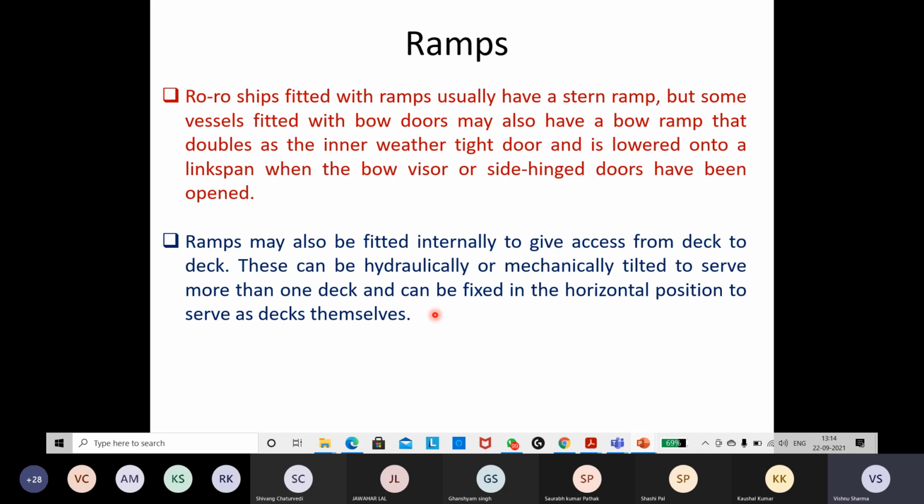Yes, sir. Beta, ramps may also be fitted internally to give access from one deck to another. These can be hydraulically or mechanically tilted. So have you seen these adjustable ramps? Yes, sir. So would you like to explain something about these? Sir, not so well, but I can tell you normally, sir. Yes, explain in Hindi or English, whatever you know.